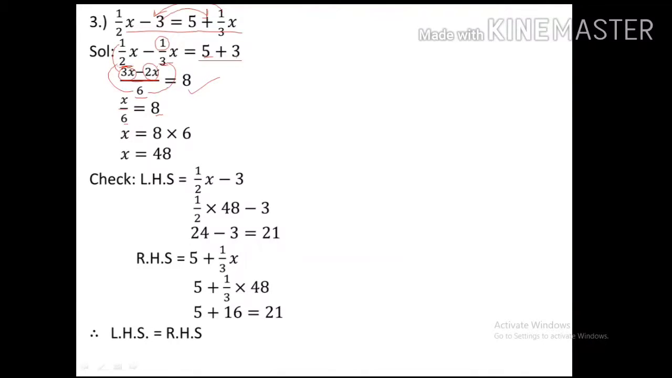Now we are doing the cross multiplication. This 6 will multiply by 8, so x equals to 8 into 6, and when we multiply 8 into 6, so the value of x will come 48. Now we have to check.